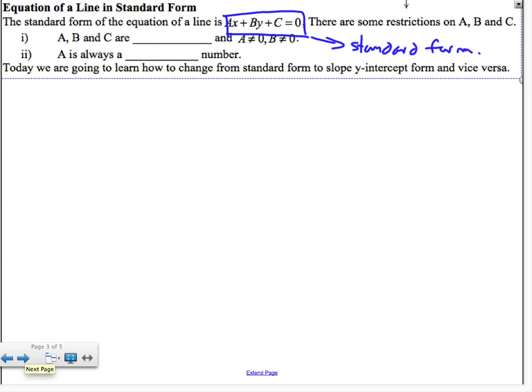Okay. So here a, b, and c are integers. So they're always integers, not decimals, not fractions, always integers. A and B can't be 0, right? So in other words, we always have to have an x, and we always have to have a y. And A is always a positive number.